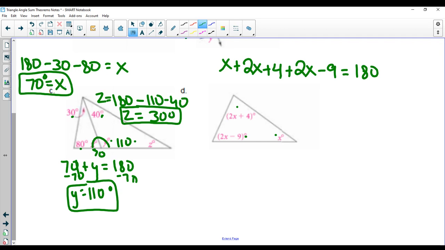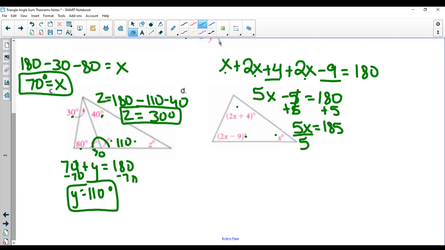We got to combine like terms. 2x and 2x gives me 4x. Another x gives me 5x. And then 4 subtract 9 is minus 5. Now we're going to add 5. 185 divide 5. I don't know what that is. I think it's 61. Nope. I'm totally wrong. It's 37. That's hilarious.